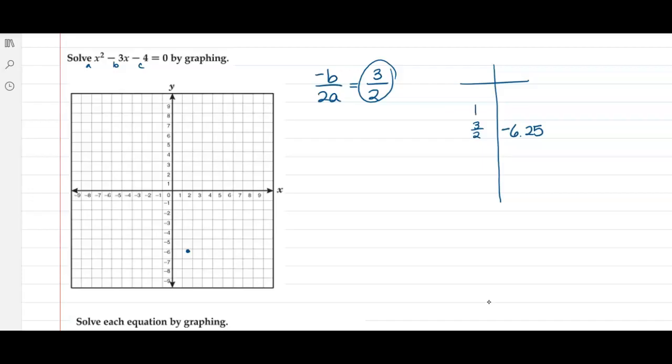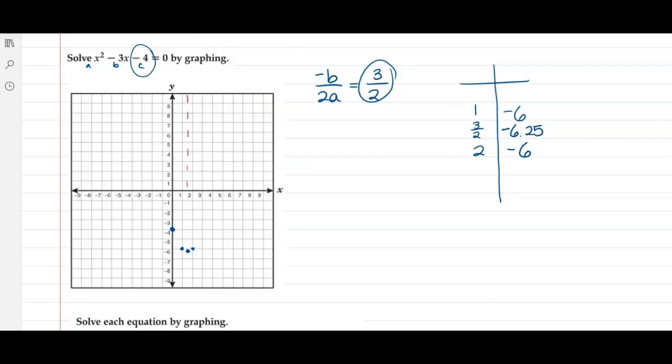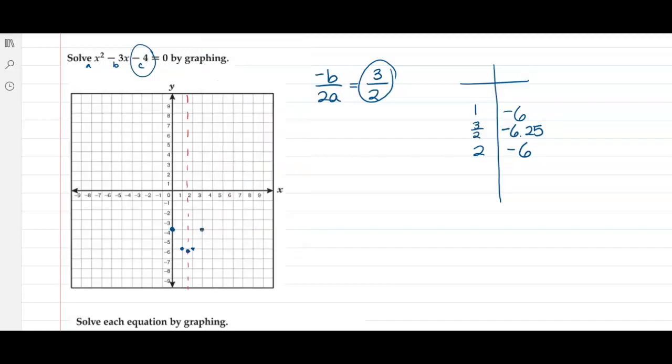Let's try the point 1. 1 minus 3 is -2. Minus 4 would be -6. Buy one, get one free. We also have the point 2, -6. How about 0? The y-intercept is c, 0, -4. Buy one, get one free. If I go 1.5 spaces to get to the axis of symmetry, which I could draw, by the way. We can always have our axis of symmetry on our graph if that helps you. 1.5 spaces to the right past would be right here at the point 3, -4.